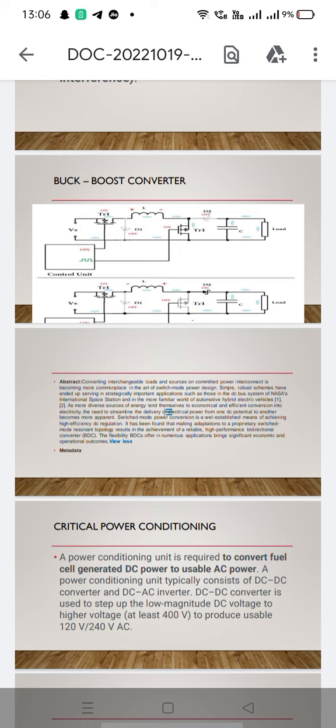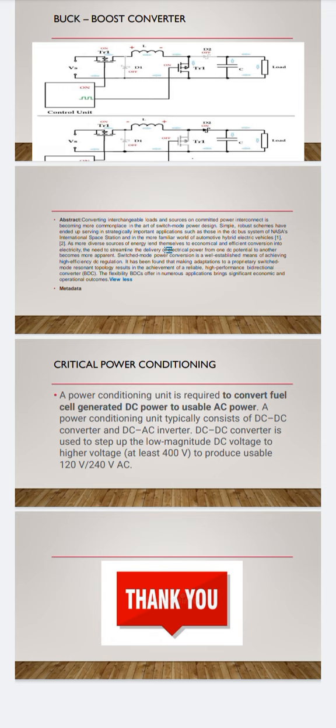Critical power conditioning: a power conditioning unit is required to convert the fuel cell generated DC power to usable AC power. A power conditioning unit typically consists of a DC to DC converter and a DC to AC converter. The DC to DC converter is used to step up the low magnitude DC voltage into a higher voltage, to produce 120 volts or 240 volts AC.